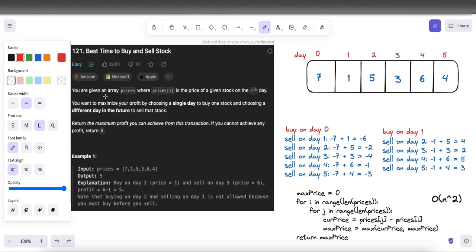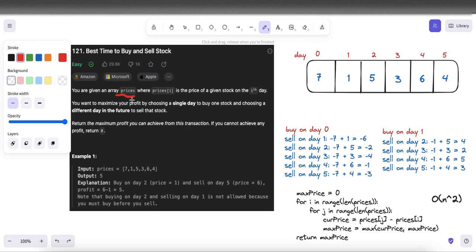In this problem, we are given a prices array, and in this prices array, we have several numbers. Each number indicates the price of a stock at a specific day. For example, at day 0, the price of the stock is $7 in this example, while at day 2, in this example, the price of the stock is $5.